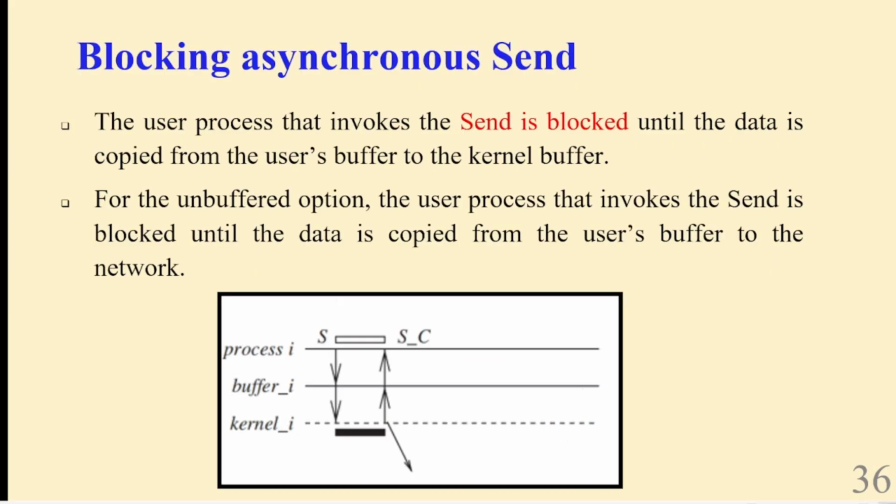Then we have blocking asynchronous send. What does asynchronous mean? It is not going to wait till the receiver sends the acknowledgement. The sender waits only until the data has been copied out of its own buffer. It will wait until the control is returned back. It does not wait for the receiver to receive the message. So once the copy is complete, it will continue doing its work. That is blocking asynchronous send.